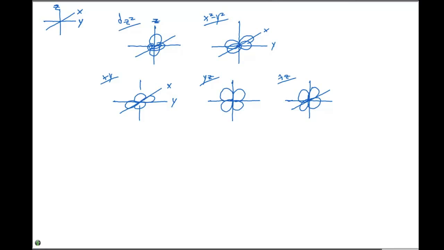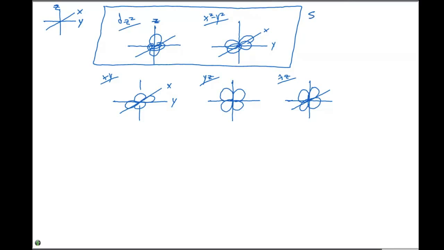And typically, when we're analyzing these transition metal complexes and looking at their orbitals, we group these orbitals into 2 different sets. The first set is the dz squared and the x squared minus y squared. I'll call this set number 1. And set number 1 has orbital lobes that lie along the Cartesian axis.